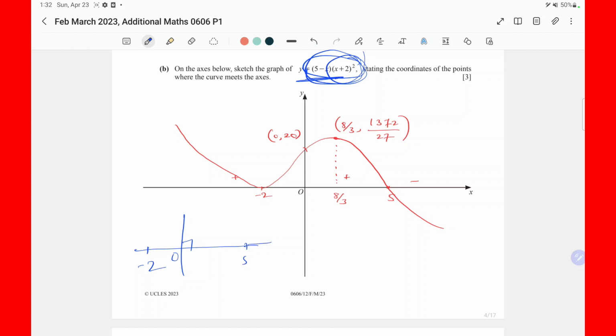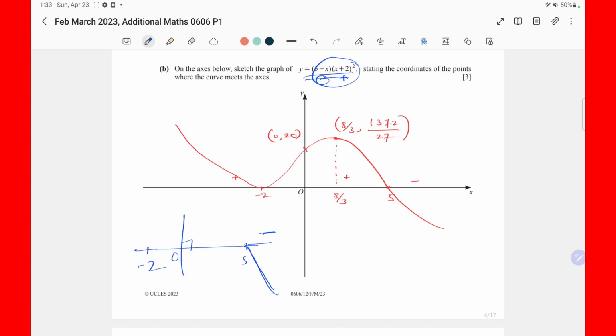Now after 5, if you select any value of x and substitute it in this equation, like 6, 7 or 8, like 5 minus 6, then it will be negative, and x plus 2 whole square will be positive. So overall y will be negative, right? So on this side your y is negative, it means your y is in the down direction, below the x-axis I mean.